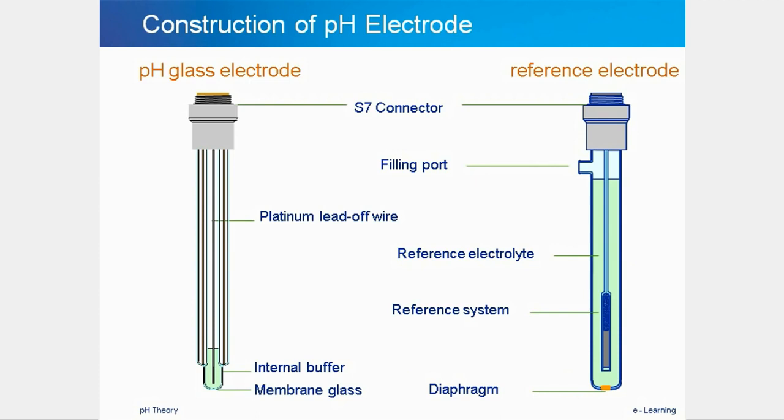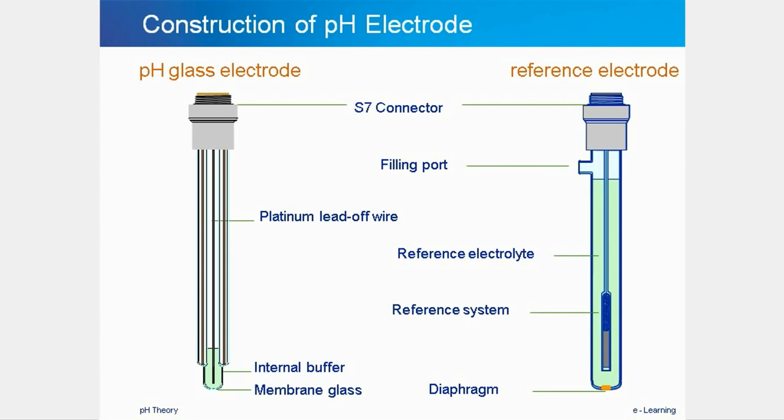The right electrode on the slide is the reference electrode, and this has the function to keep a constant potential in any solution. To be able to do this, it can release ions from the reference electrolyte into the solution through the diaphragm. This is drawn at the bottom of the electrode. It also has the reference system inside to release ions and a filling port to exchange or top up the electrolyte solution. The pH measurement electrode is drawn on the left side of the slide.